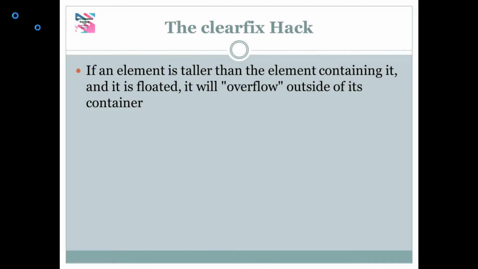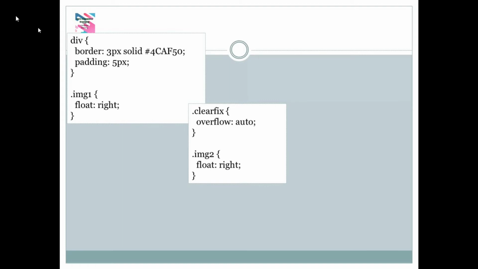And next we are going to see about the clearfix hack. If an element is taller than the element containing it and it is floated, it will overflow outside of its container. So in such cases, we can add overflow: auto to the containing element to fix this problem. So this is the example for it, and the image is taller than the element containing it and it is floated, so it overflows outside of its container.